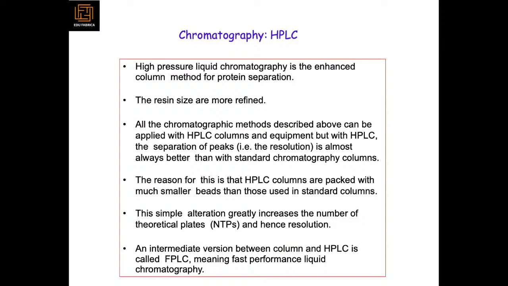It's quite simple. Now comes HPLC, which is high pressure liquid chromatography, which has enhanced column methods for protein separations. Resin sizes are quite refined in them. Now all the chromatographic methods described above can be applied with HPLC equipment, but with HPLC the separation of peaks is almost always better than with standard chromatography columns. The reason for this is that HPLC columns are packed with much smaller beads than those used in standard columns.